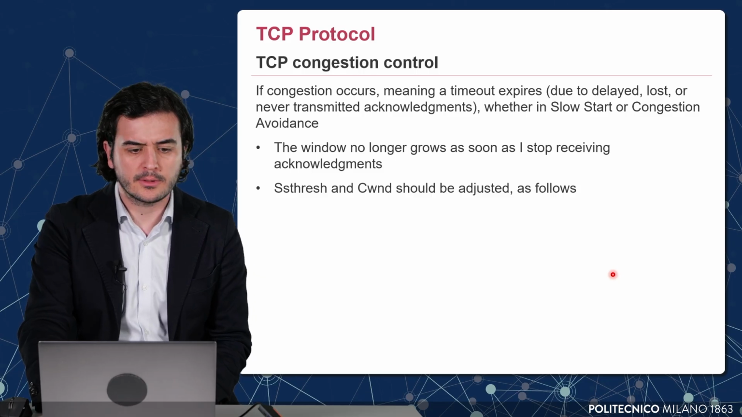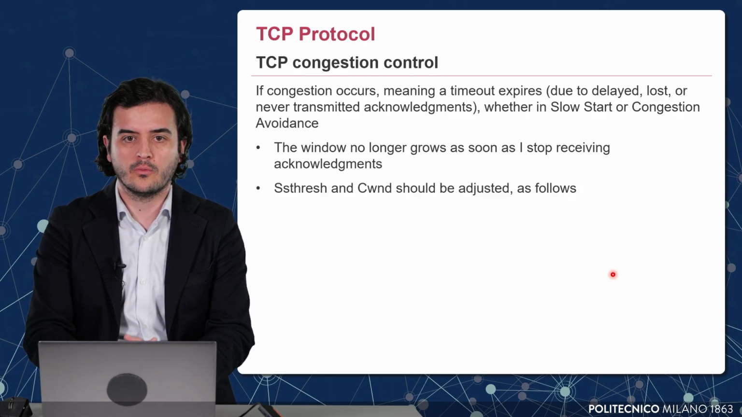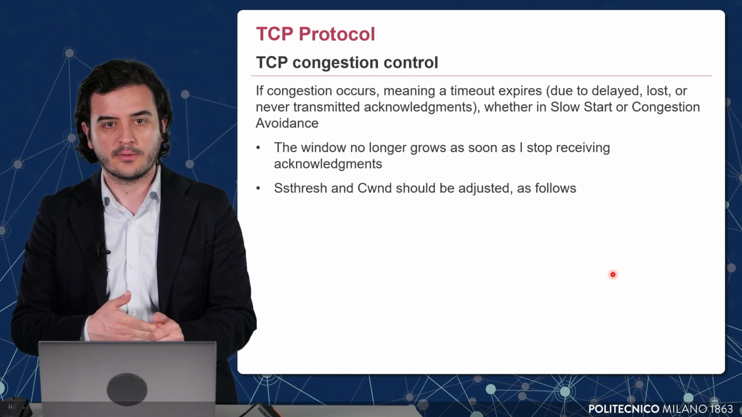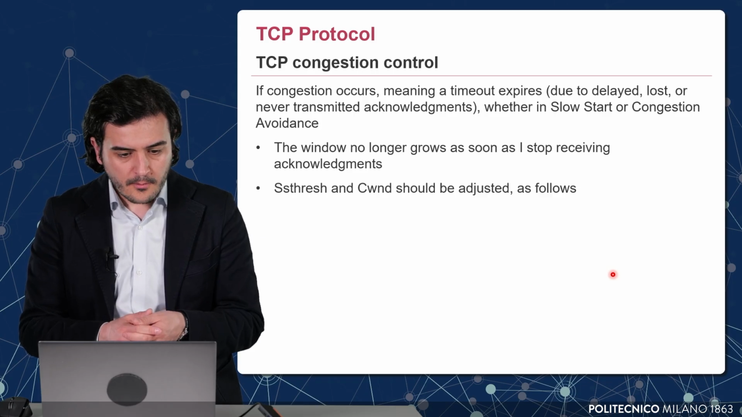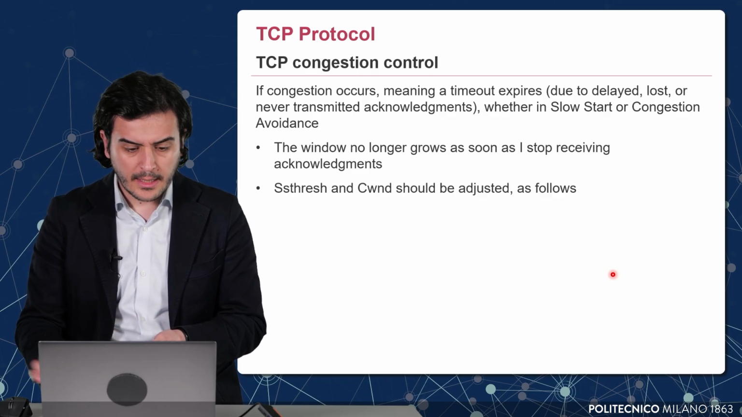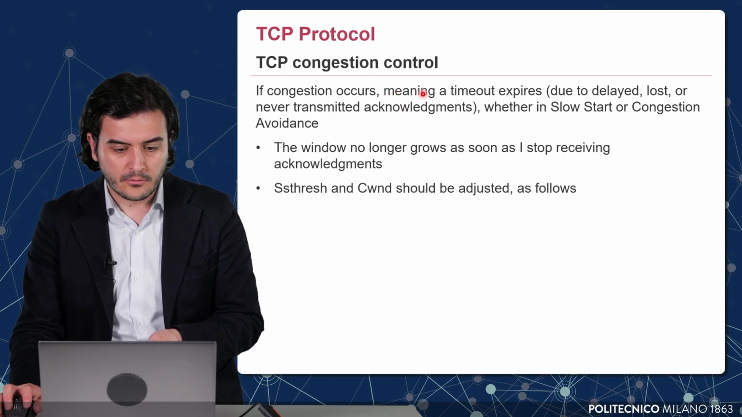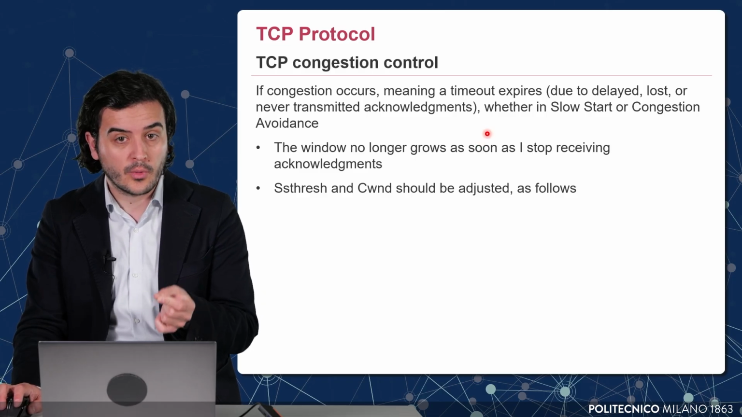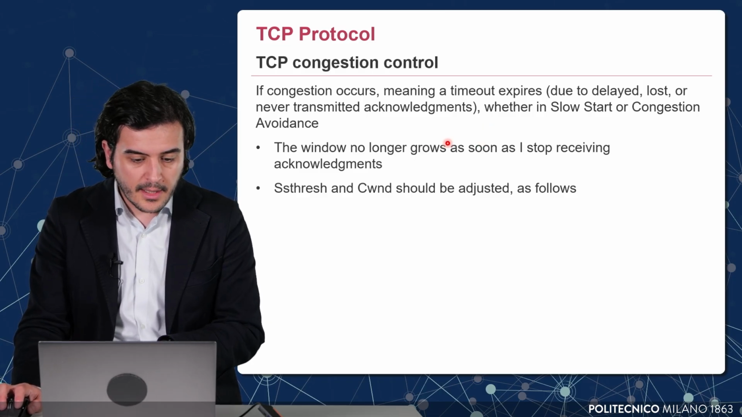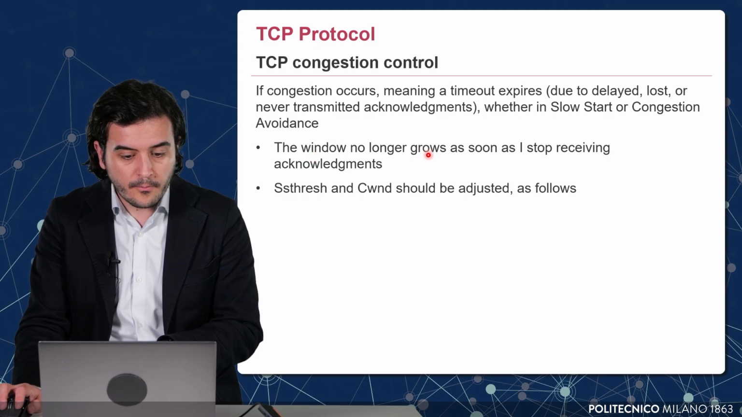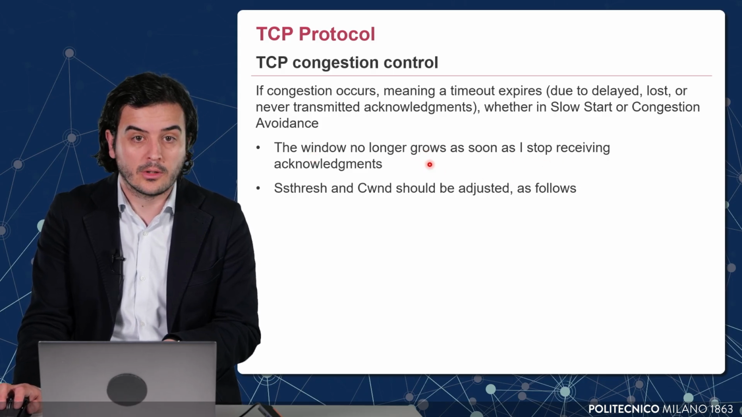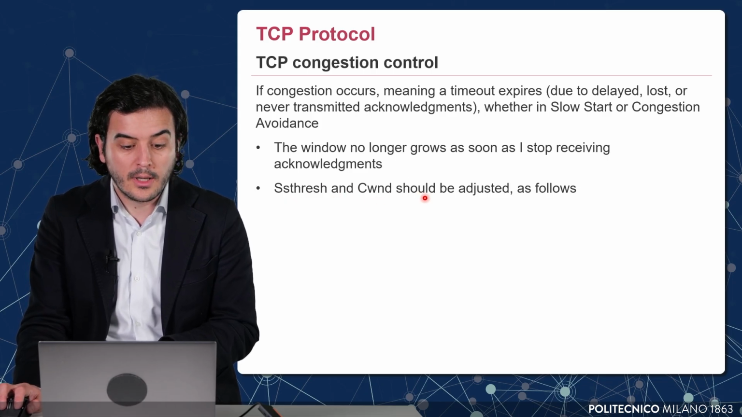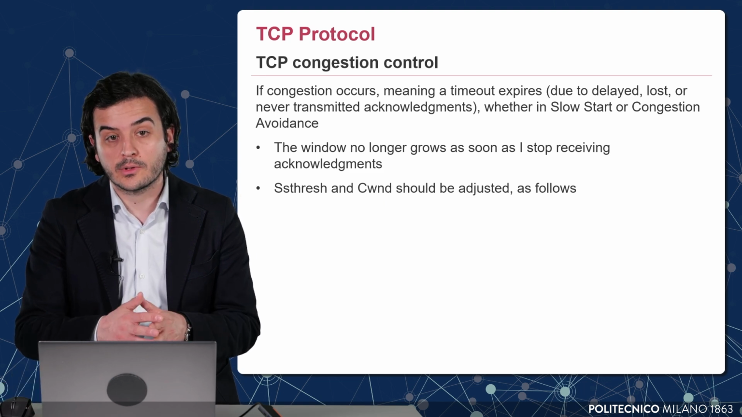There are different ways of handling what we have discussed until now, depending on the state in which the TCP transmitter finds itself. However, we want to know what happens if we have a congestion. In case we have a congestion, then we might have a timeout. A timeout means that there is a segment which has been transmitted, but for which we have not received an acknowledgement. Then the window will no longer grow, since I have stopped receiving acknowledgements. And the SS threshold and the congestion window can be adjusted according to certain rules.